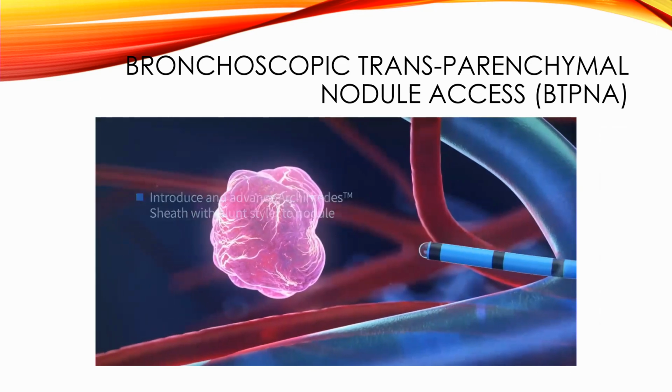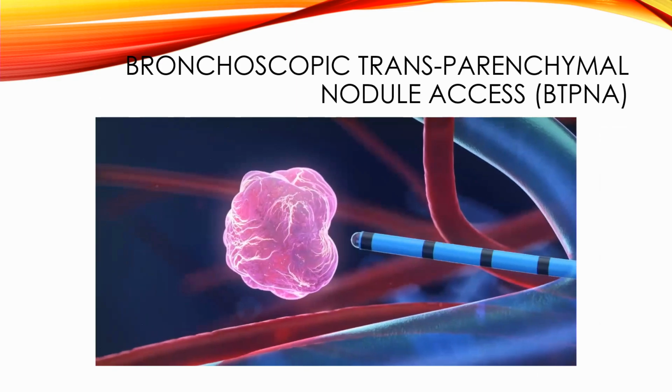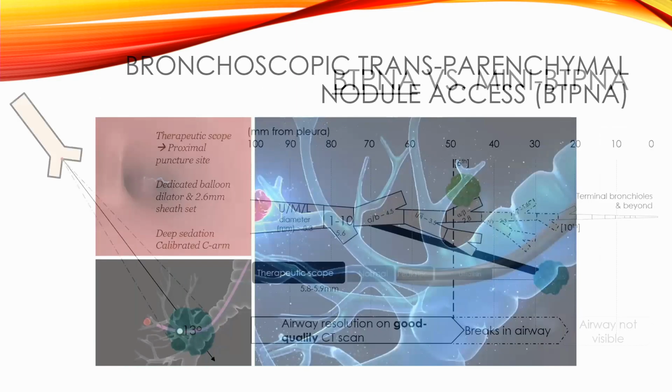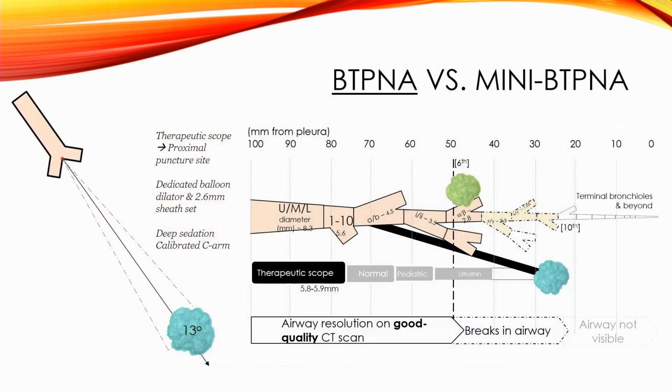The classical bronchoscopic transparenchymal nodal access, or BTPNA, involves the use of a therapeutic scope and therefore a proximal puncture site near the third or fourth generation. It uses a dedicated balloon dilator and a larger sheath. And because of the distance, the narrower margin of error, especially for more distant targets, and accounting for some breathing movement, it needs deep sedation and a calibrated C-arm to ensure accuracy.